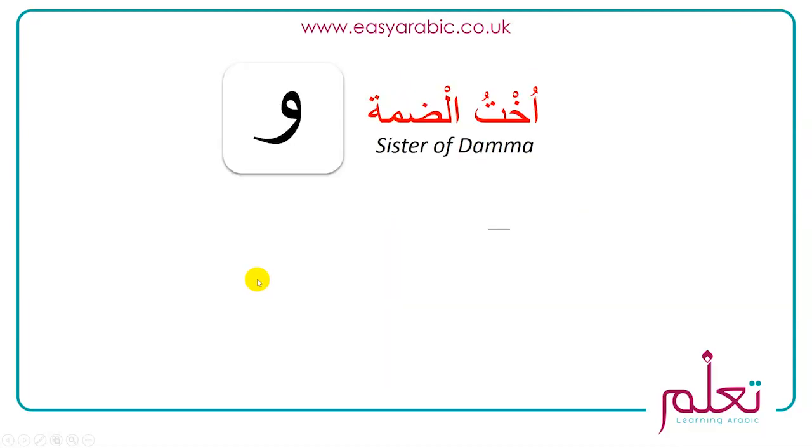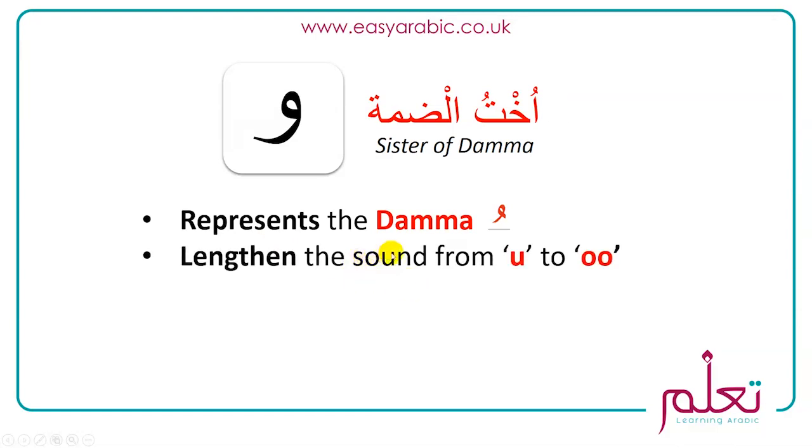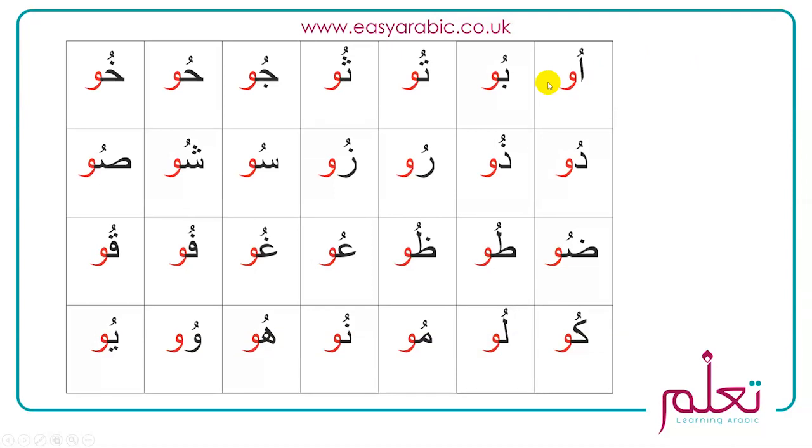Okay, let's look at the ukhtul Damma. The waw represents the Damma, and it lengthens the short oo sound made by the Damma to a long oo. If we look at the letters, we've got alif with the Damma and then the waw. Again, the same rule applies: for it to be a long vowel, the letter before must have a Damma on it, and the letter after it must be a waw, with no signs above.